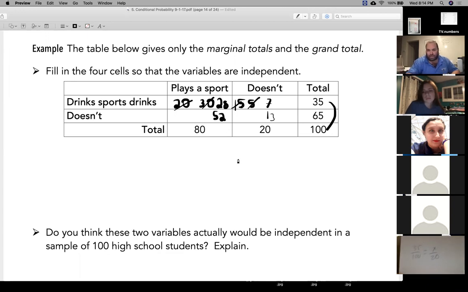That's exactly it. Oh my gosh. Okay, thank you. Yes, that would have worked. That's 35 over 100 equals X over 20. Yeah, and that would have given you 7. Exactly. Now, do you think that these two variables actually would be independent in a sample of 100 high school students?